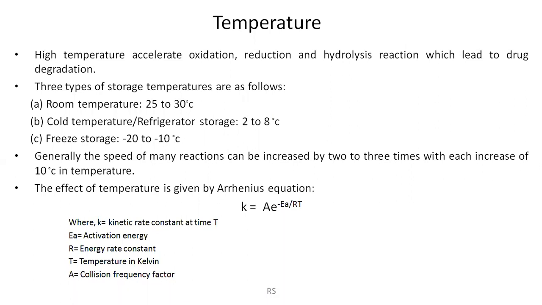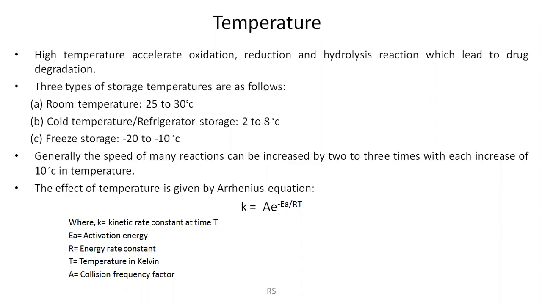Firstly, the effect of temperature on the chemical degradation of pharmaceutical dosage forms. The higher the temperature, the greater the rate of oxidation, reduction and hydrolysis reactions, which can lead to a higher rate of degradation. So we can say that if we increase the temperature, it can accelerate oxidation, reduction and hydrolysis type reactions, which also accelerates the rate of degradation.